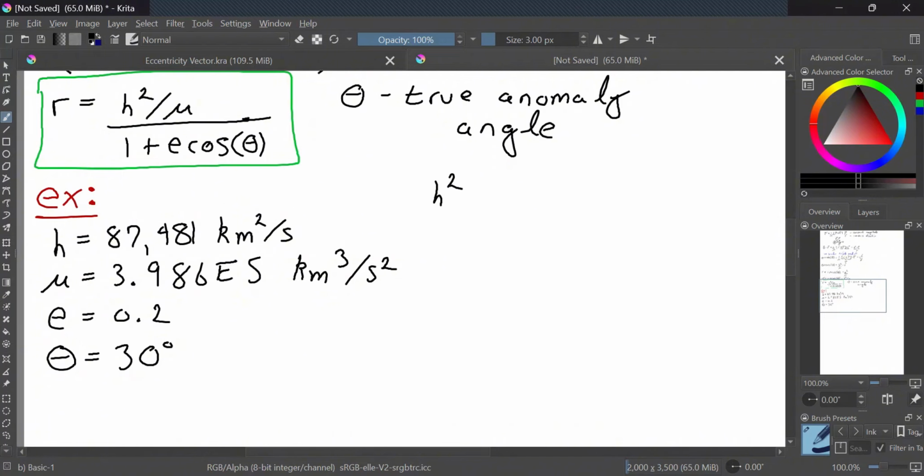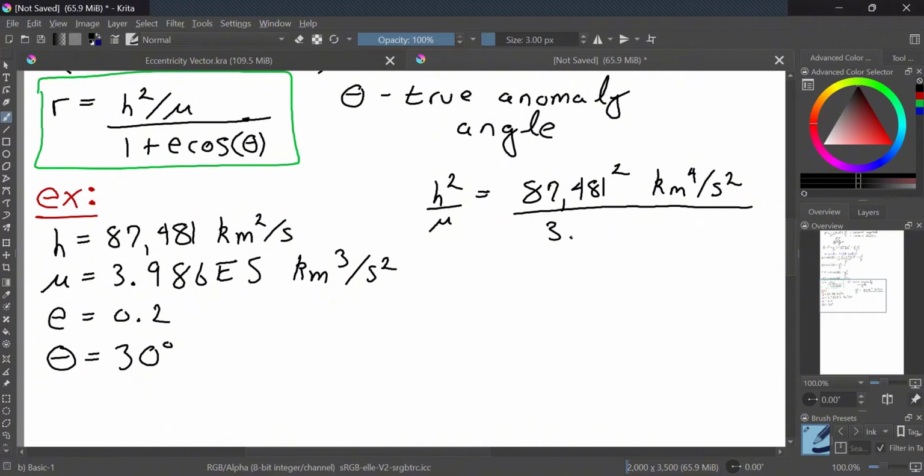We have h squared by mu. That is going to be 87,481 squared, which works out to be kilometers to the fourth by second squared, over 3.635 kilometers cubed by second squared. And these will cancel out to create kilometers.